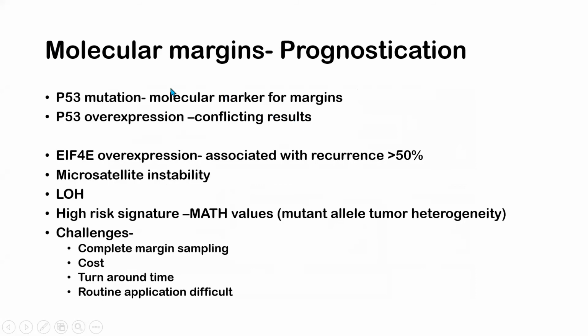But then there is EIF4E overexpression, which is associated. Then epigenetic changes, microsatellite instability, loss of heterozygosity, then certain genomic high-risk signatures. This is work which is ongoing, which is exploratory, not currently used because there are too many challenges of application in the routine. These would basically require a complete margin sampling. Cost is an issue. Results are not available immediately, but it is an exciting field.